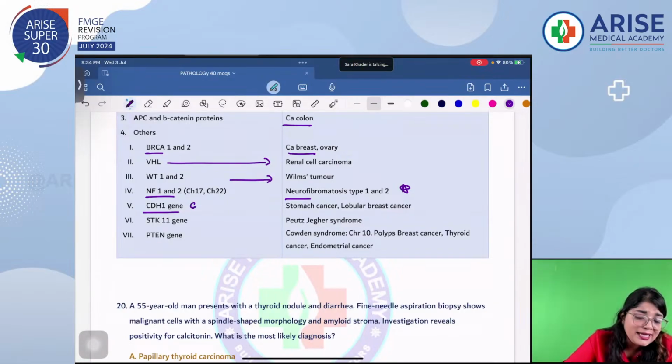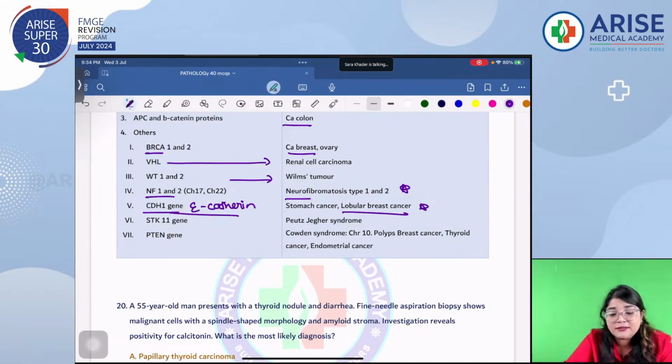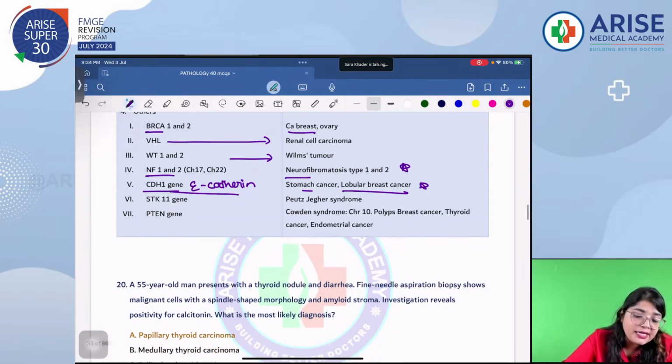CDH1, remember, it affects the stomach. This was a direct question. It affects lobular breast cancer, where you have the Indian file pattern, and stomach.